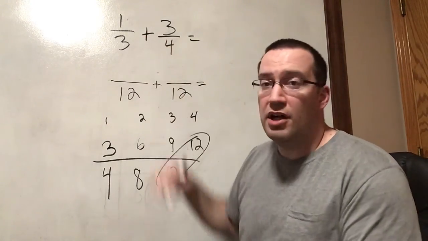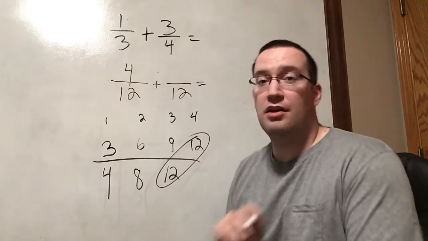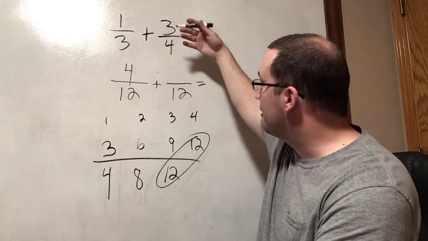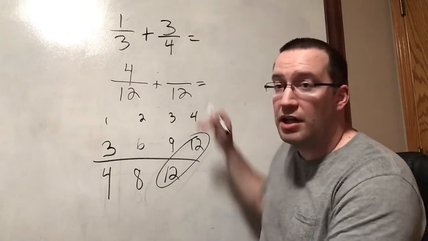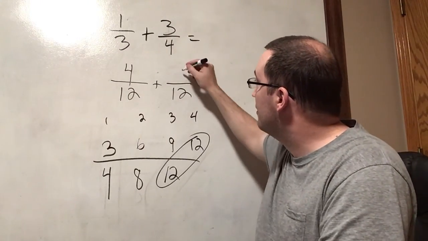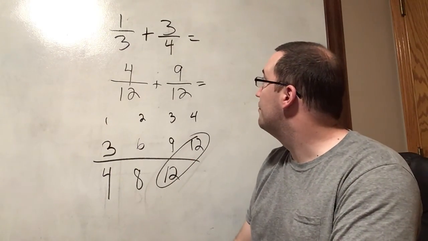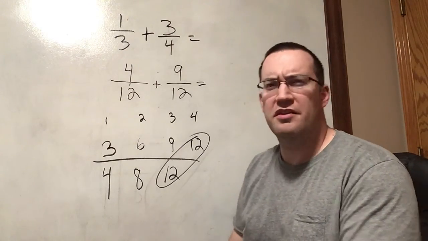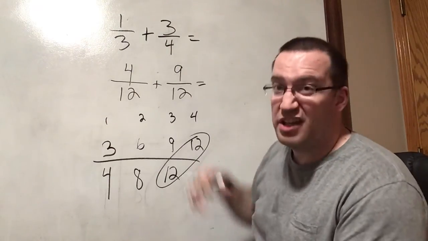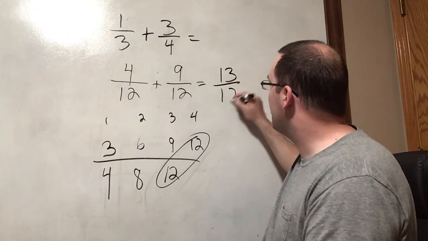And if we went from 3 to 12, that means we multiplied by 4. So we multiply that 1 by 4 to get 4 over 12. Here, we add that up. We figure out we went from 4 to 12, so we multiplied by 3. So we multiply this 3 by 3, sorry if I misspoke there. We multiply the 4 by 3 to get 12, so we multiply this 3 by 3 to get 9. Okay, so then 4 plus 9 is going to be 13 twelfths.